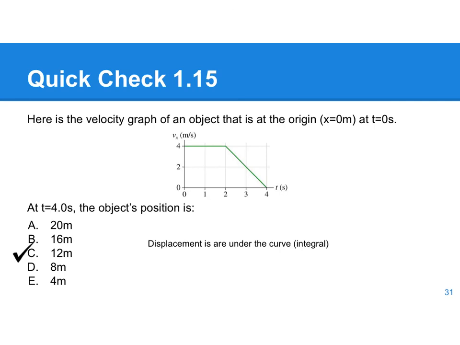Here's a quick check. Here's a velocity versus time graph. What's my position at 4 seconds? Well, if I go to 4 seconds, that's right here. Well, this is a velocity versus time graph, so it's not 0. If it was a position versus time graph, it would be 0. But what I need is the area under the curve, because that would give me my displacement. So for the first 2 seconds, it's the area under the curve, which is 4 times 2, which is 8 meters. And then the second 2 seconds, it's 1/2 base times height, so 1/2 4 times 2. Well, that's 4 meters. So my total displacement is 12 meters.